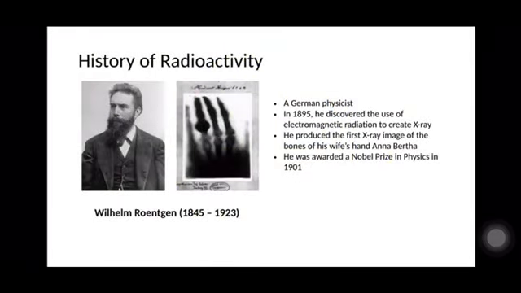So we're gonna start with the first person. Actually, he accidentally took an X-ray photograph of his wife's hand. So this German physicist named Wilhelm Röntgen, and in 1895 he discovered the use of electromagnetic radiation to create X-ray. So sebenarnya X-ray ni yang first dijumpai oleh Wilhelm Röntgen. Okay, so he produced the first X-ray image of the bones of his wife's hand. So sebenarnya dia accidentally terambil gambar X-ray dia punya wife, nama Annabelta.